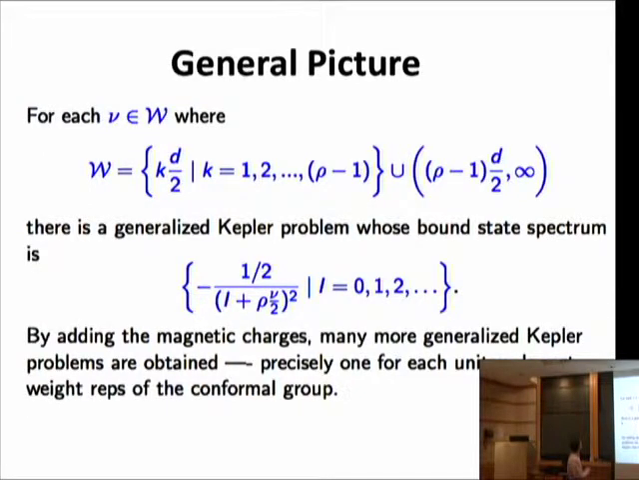The discrete parts are equally spaced. For each nu in here, there is a generalized Kepler problem whose bound state spectrum will be like this. Very similar, but here, remember, there's a rho here. In the previous simple example, rho equals 1. This really exhausts all unitary lowest weight representations of scalar type. Now, how do we get the so-called other type, the vector type? We need to introduce magnetic charge. So by adding magnetic charge, many more generalized Kepler problems are obtained, precisely one for each unitary lowest weight representation of the conformal group.